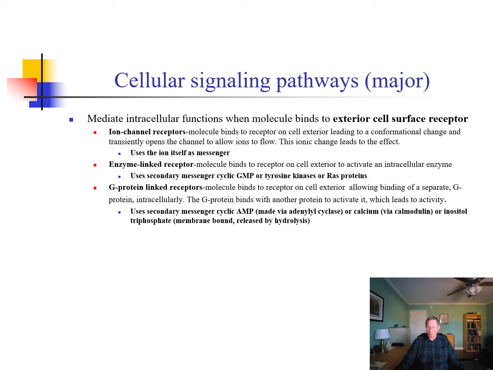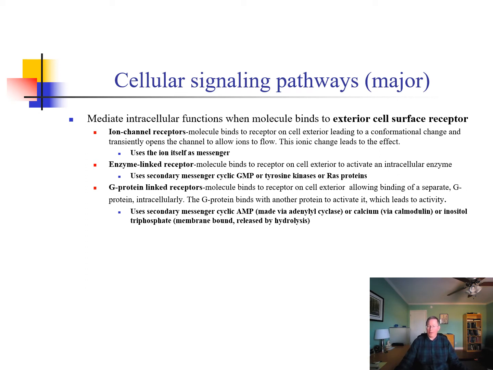An enzyme-linked receptor will have a molecule bind to a receptor on the cell exterior portion, but it activates an intracellular enzyme. And there are several intracellular enzymes that are used. It could be cyclic guanine monophosphate, or GMP, tyrosine kinase, or RAS proteins. And those three will then cause the effect of whatever's going to happen based on the binding of that molecule.